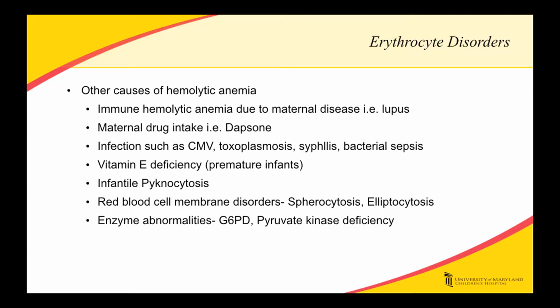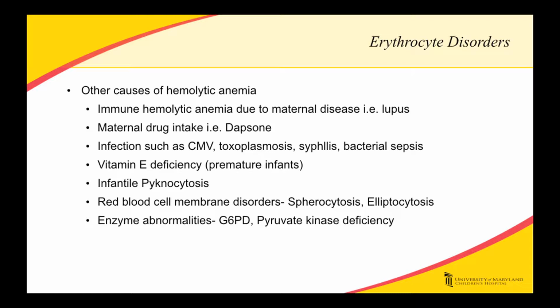Other causes of hemolytic anemia, you can have an immune hemolytic anemia, like if the mother has lupus. I have seen that during my training. Also maternal drug intake. Dapsone is not really used that much, but it is out there, so we usually do an investigation of maternal drugs if it's not a blood group issue. Infections such as CMV, toxo, syphilis, and bacterial sepsis, you can get hemolytic anemia.